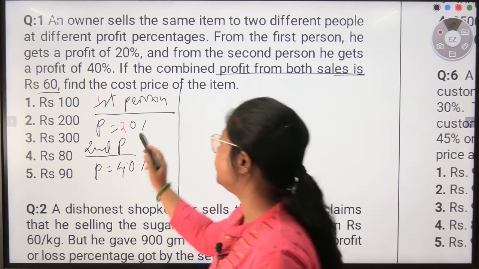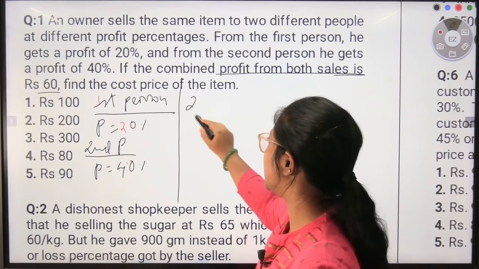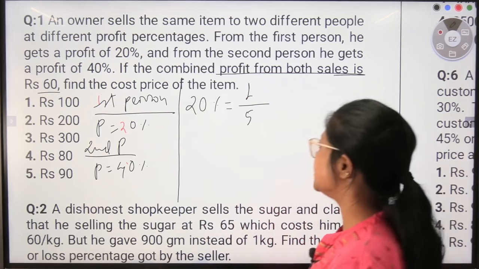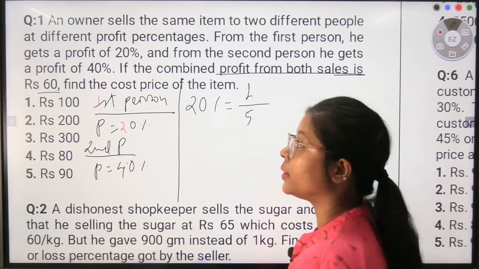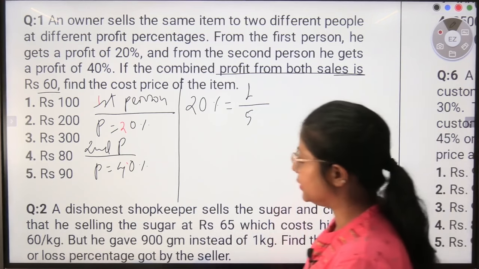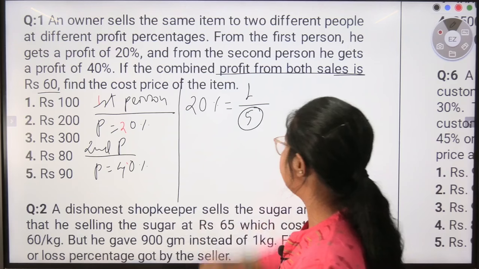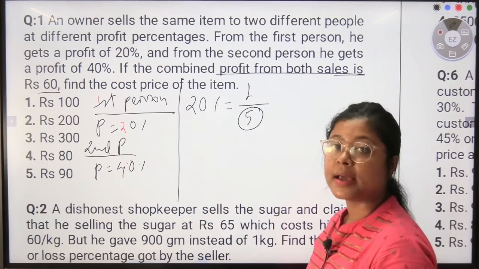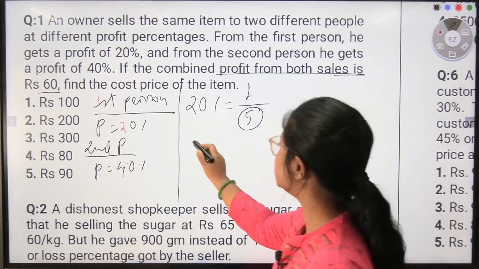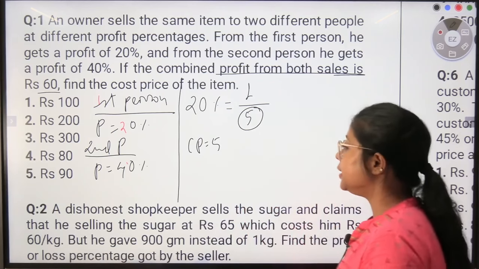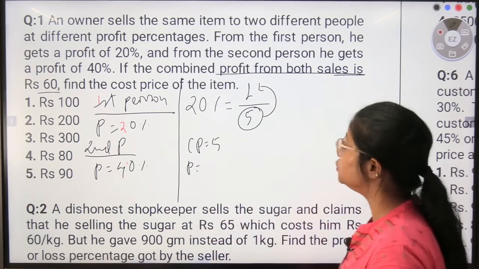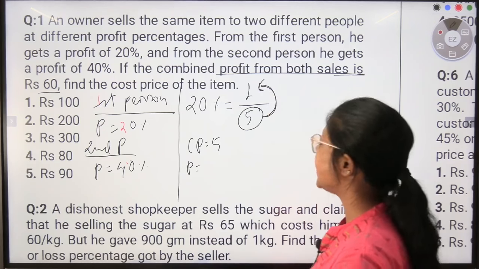So if my profit percentage is 20%, I know what is 20%. 20% is equal to 1 by 5, isn't it? So the fractional value of 20% is 1 by 5. What is the shortcut method to solve this question? You see clearly. If I consider my denominator to be my CP, that means if my CP is equal to 5, then my profit would be considered as my numerator.